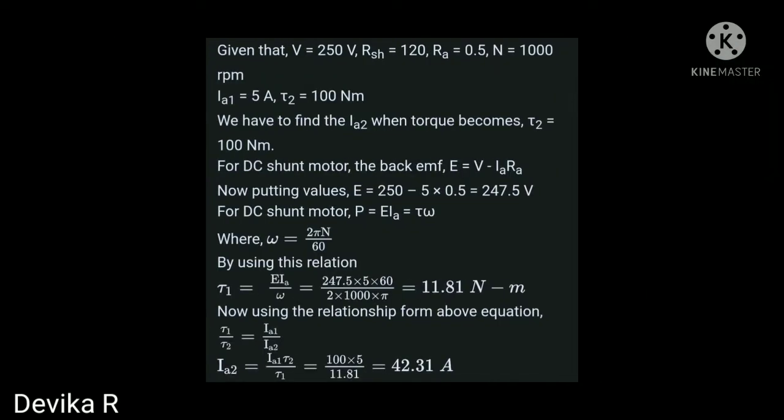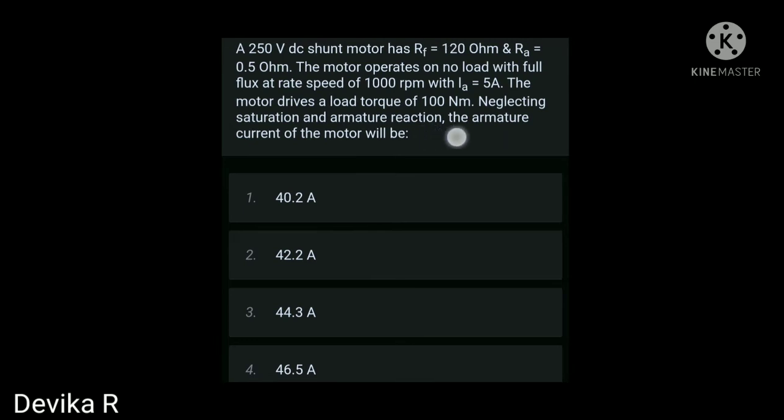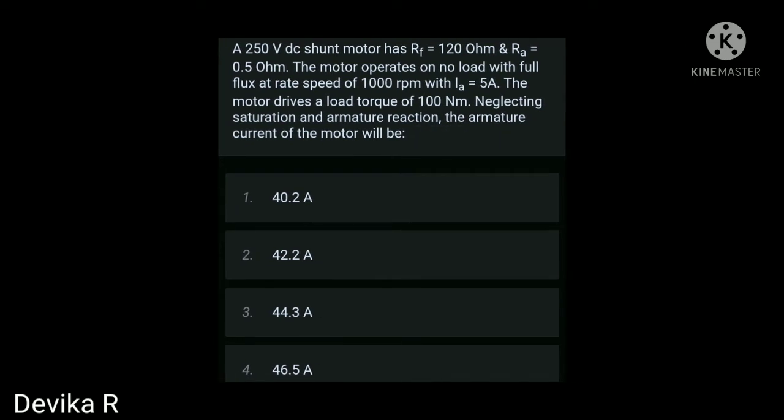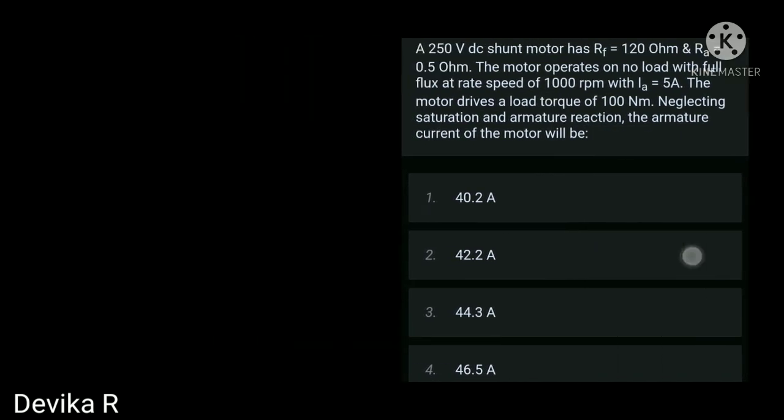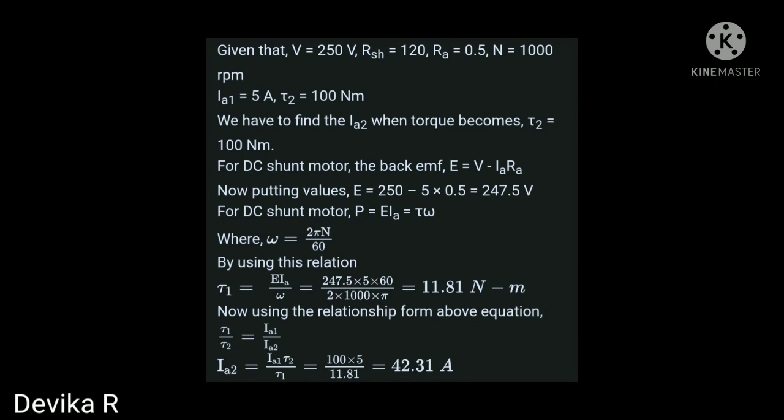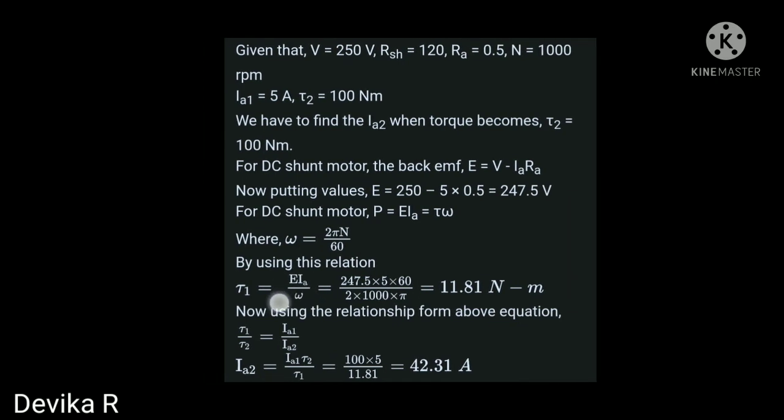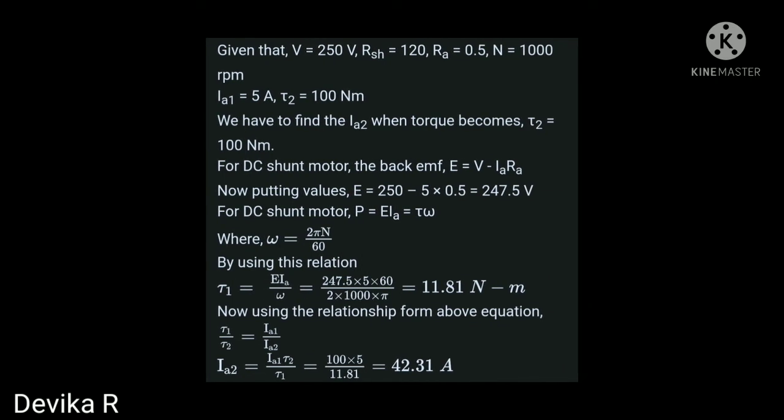Okay, then what is the torque developed? Torque developed was 100 Newton-meter. The motor drives load torque, so it takes us tau 2. So we have to find tau 1. Then we equate tau 1 by tau 2 equal to Ia1 by Ia2.